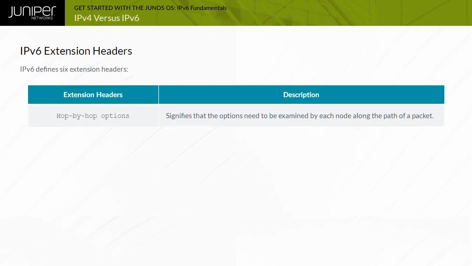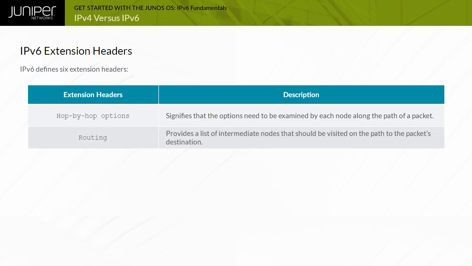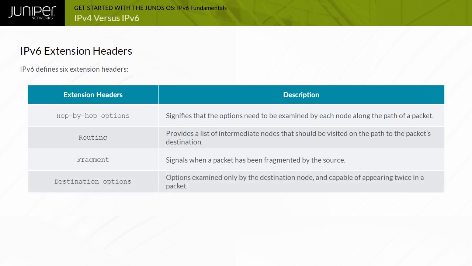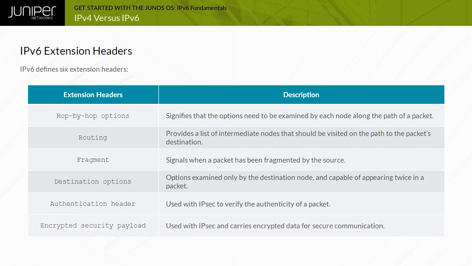They are hop-by-hop options, which signifies that the options need to be examined by each node along the path of a packet. Routing, which provides a list of intermediate nodes that should be visited on the path to the packet's destination. Fragment, which signals when a packet has been fragmented by the source. Destination options are the options examined only by the destination node and capable of appearing twice in a packet. Authentication header, which is used with IPsec to verify the authenticity of a packet, and encrypted security payload, which is used with IPsec and carries encrypted data for secure communication.